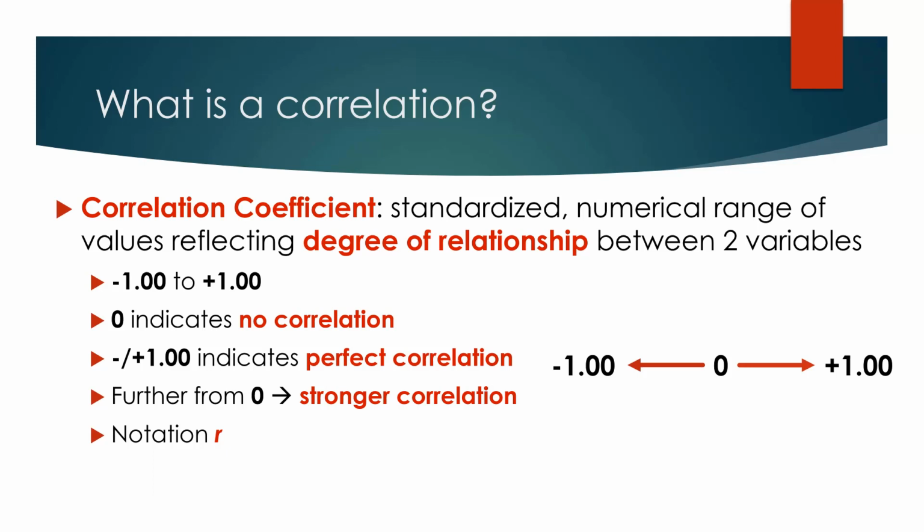Now, the further the number is from 0, either going to the right or to the left, indicates a stronger correlation, meaning a stronger relationship. So closer to 0 is closer to no correlation. Further from 0 is getting closer to perfect correlation. So close to 0, weak. Further from 0, strong. Now the notation that's used for the correlation coefficient is a lowercase r. So when you see r, that's always referring to a correlation coefficient.